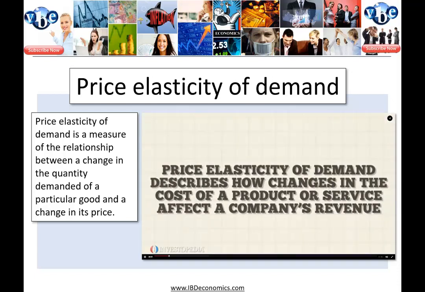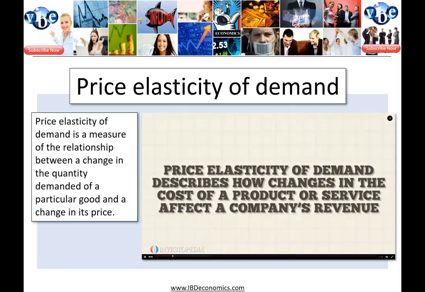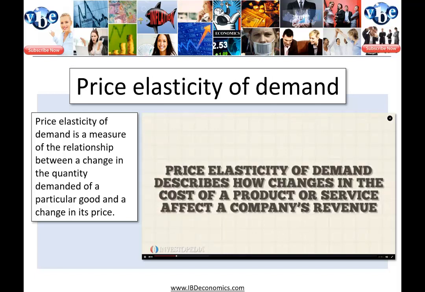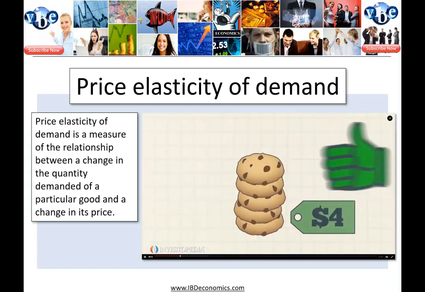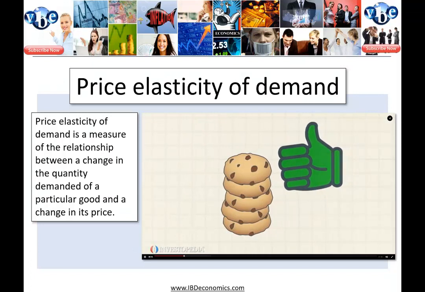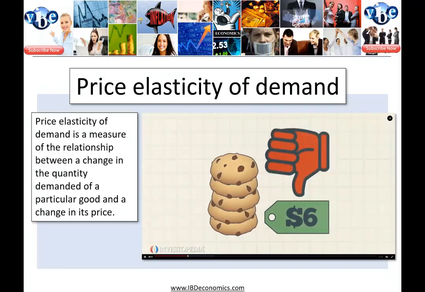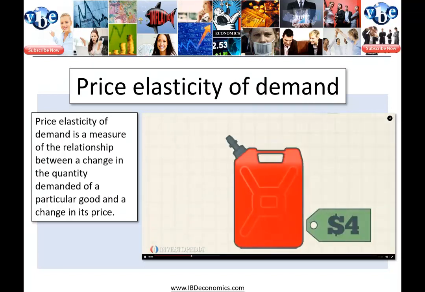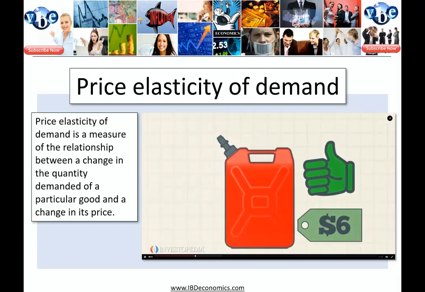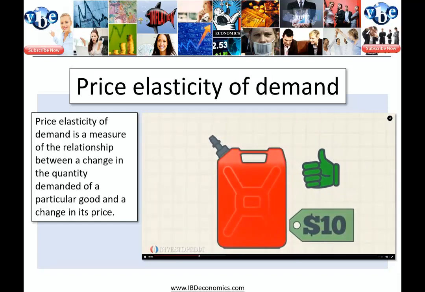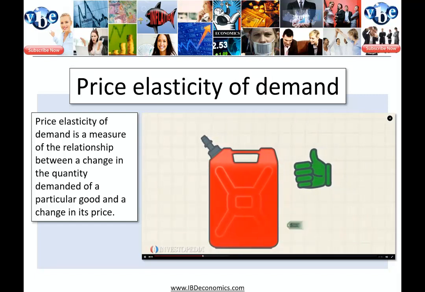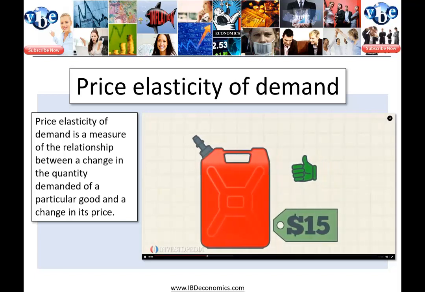Price elasticity of demand describes how changes in the cost of a product or service affect a company's revenue. For some products, a change in price will dramatically influence how many units the customer will buy. In other cases, price movements have little effect on demand. Therefore, understanding the price elasticity of each offering is crucial to maximizing profit.